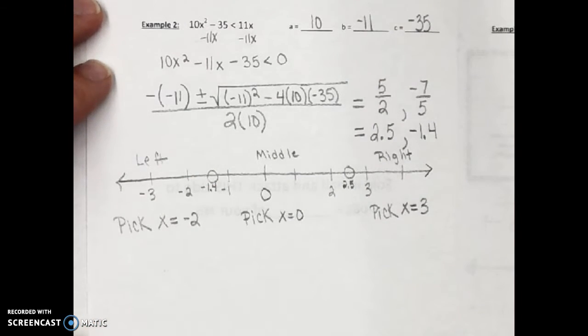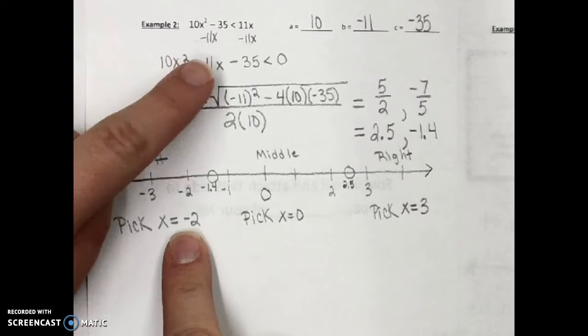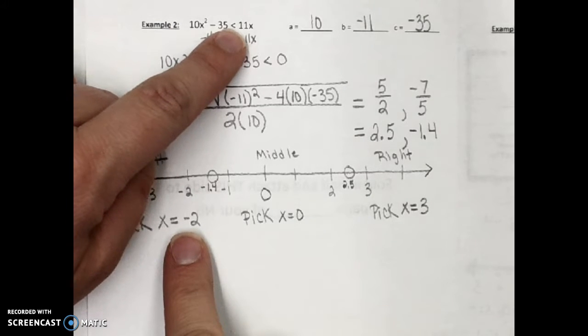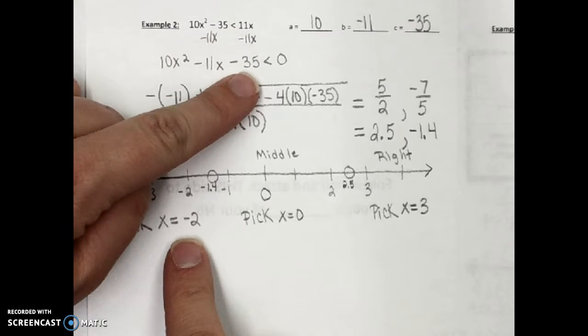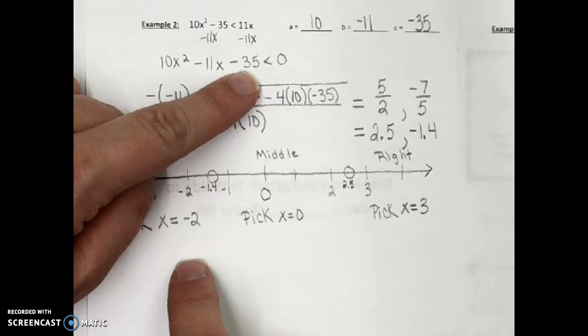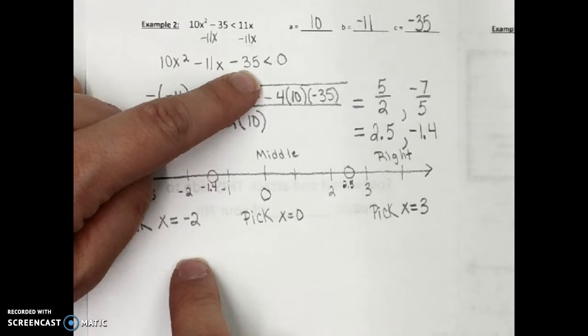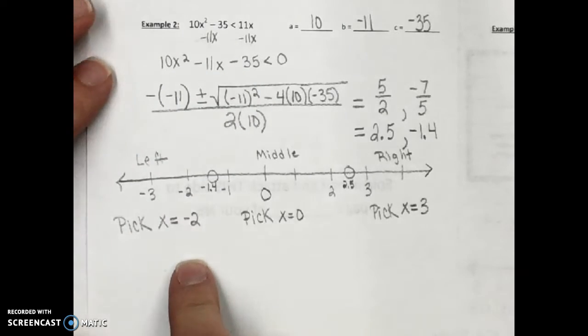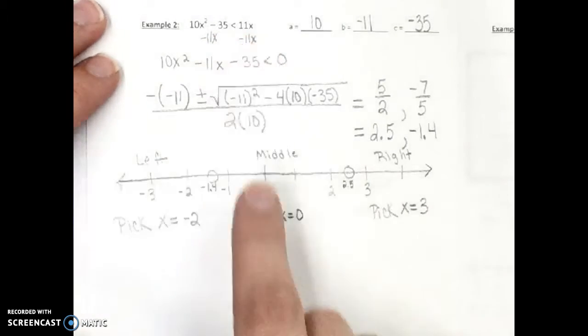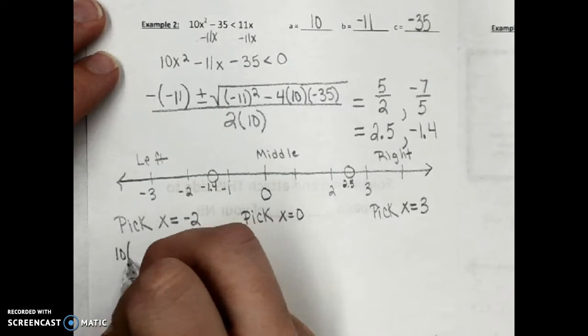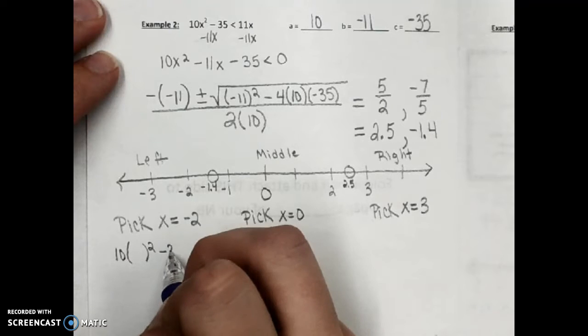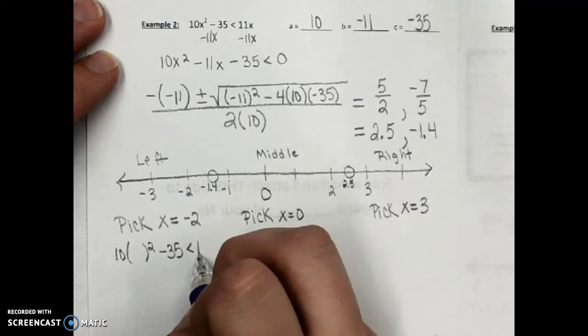Now, I take my number, I plug it back into the original. I technically could plug it into the original or the one that I manipulated a little bit to use the quadratic formula. As long as I did it right, I'm going to get the right answer. Now, I'm going to plug it back into the original for the sake of you understanding and seeing. So I'm going to take 10x squared minus 35 less than 11 times x.